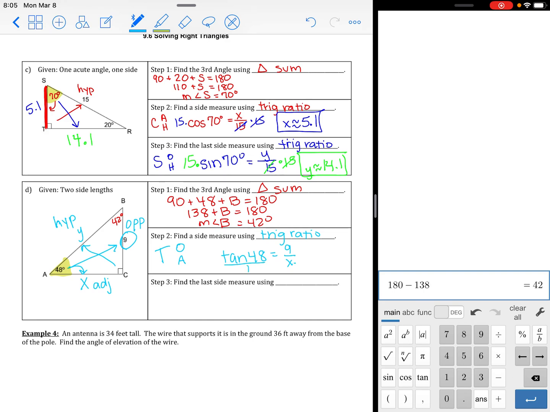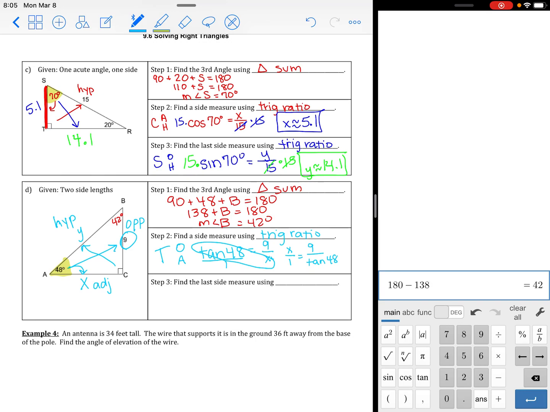And what we talked about previously is that in our ratios we can switch the places of the cross products and they'll stay the same. So I can rewrite this ratio. If I switch those two things, it says x over 1 equals 9 over tangent of 48. Those are equivalent because of the cross products being the same.